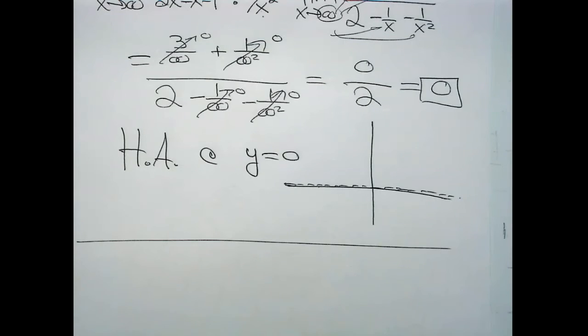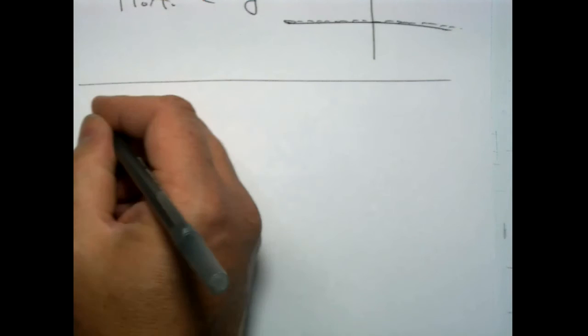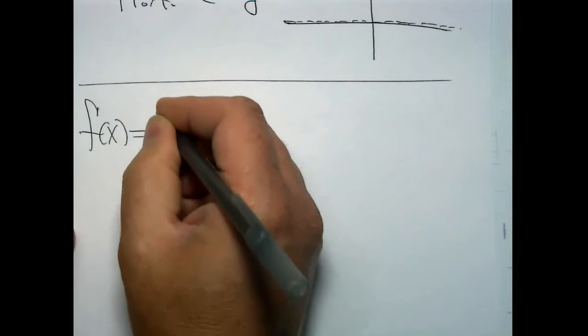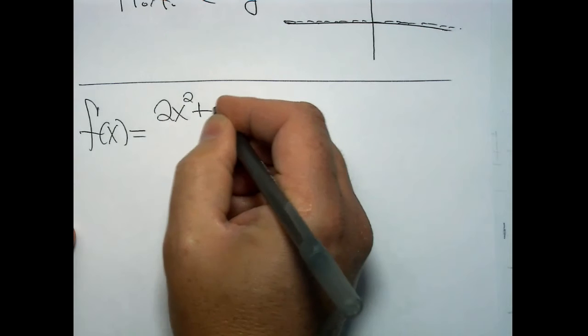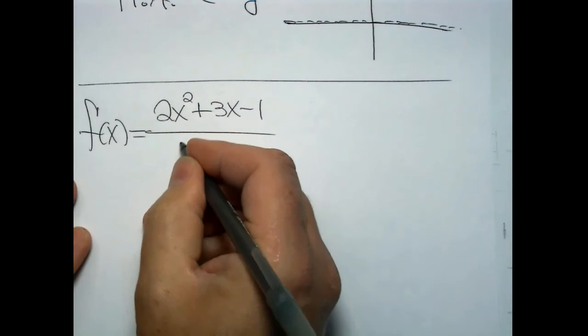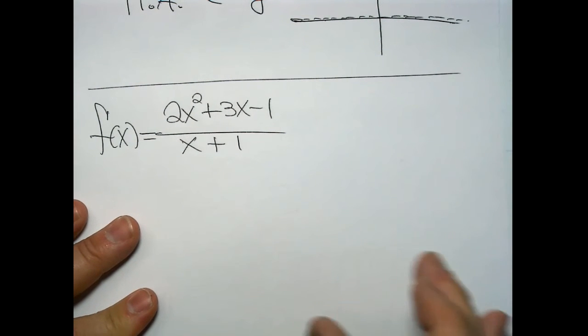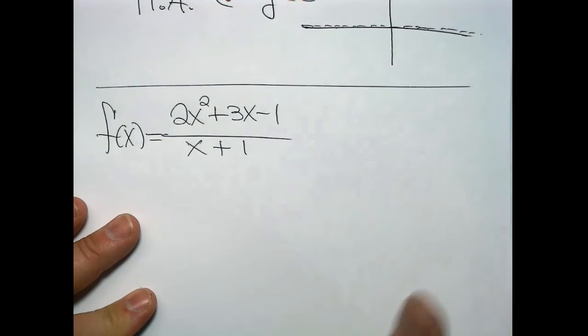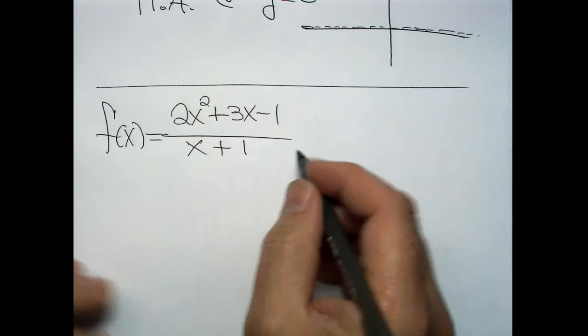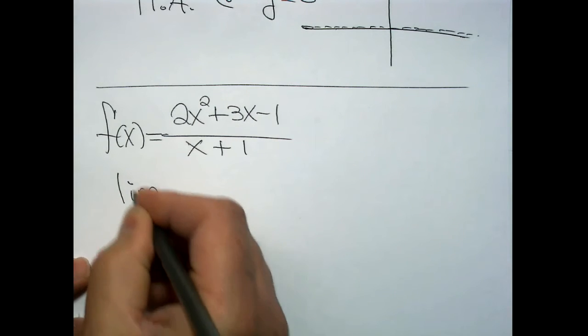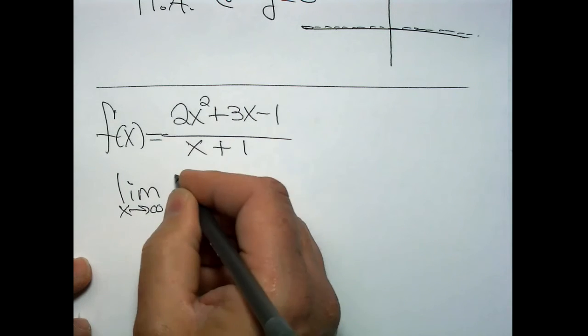I want to try one more example, but so far the technique is working really well. It's 1 over the largest power of x, in the denominator though. For this one, the function is going to be (2x squared plus 3x minus 1) over (x plus 1). How's that? And I'm not interested in middle behavior yet. That's going to be our next section. What I'm interested in is the end behavior. And the end behavior can always be evaluated through this particular limit.